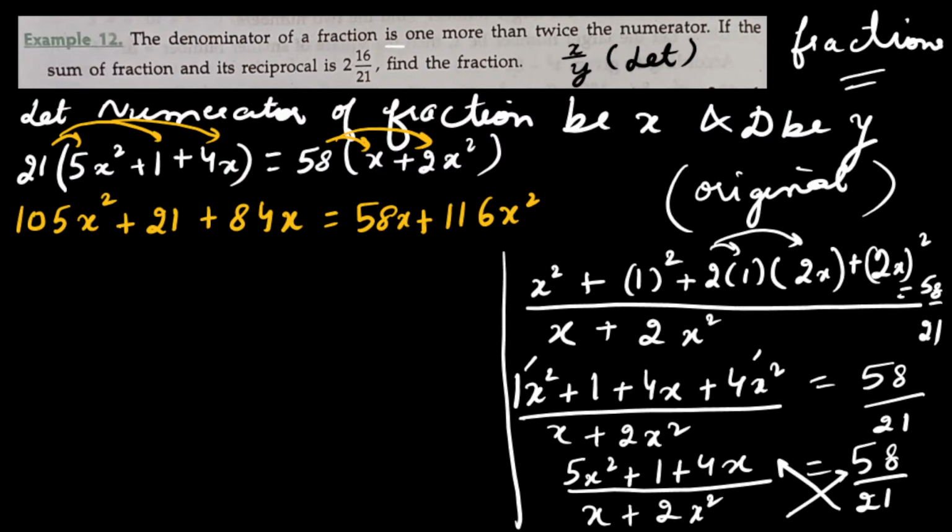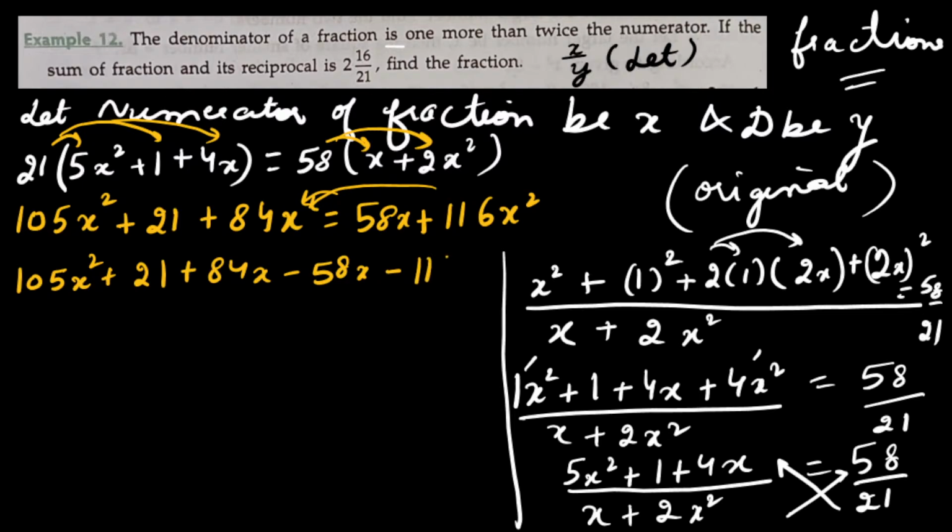Now let's shift everything to one side only. So this 58x and this 116x square, let's shift to this side. Here any like terms are not there. 105x square plus 21 as it is, plus 84x as it is. This 58x, when I shift to this side, will become minus 58x, and this will become minus 116x square. Other side now nothing is there, so we can write 0.